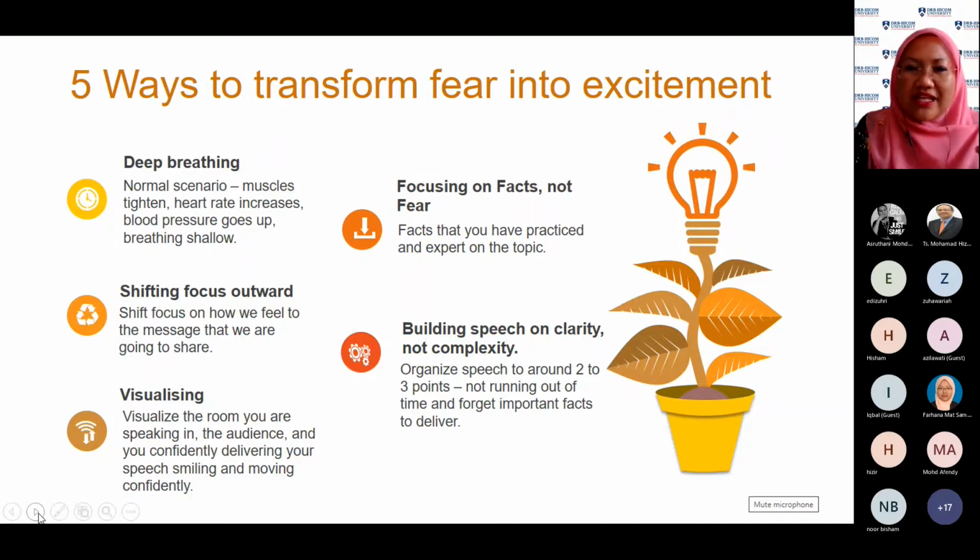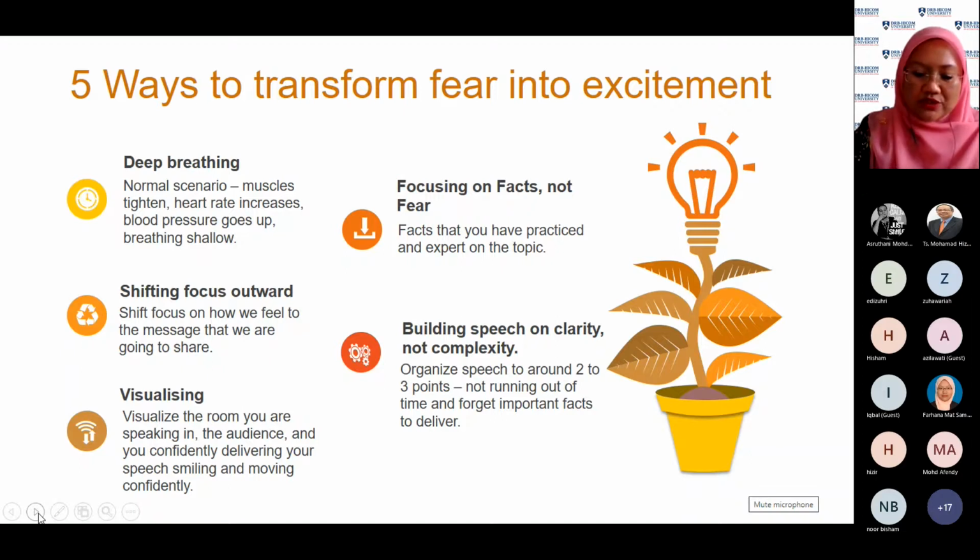Next one is focus on facts, not the fear. If you have so much fear, sometimes it will hinder you from getting the message across. So you do not want to do that. Make sure you focus on the facts. Make sure whatever products you're selling get across to the customers, the consumers, rather than you focusing on your fear.